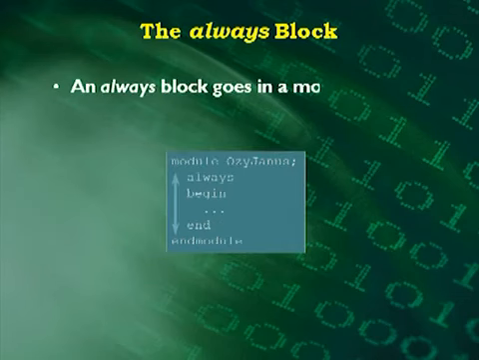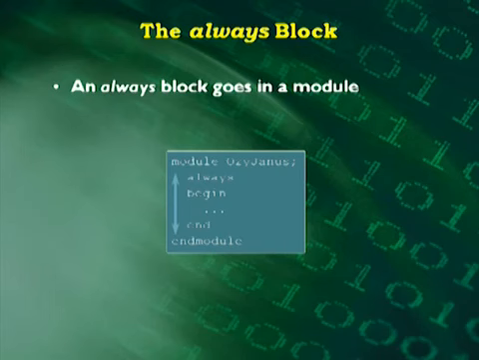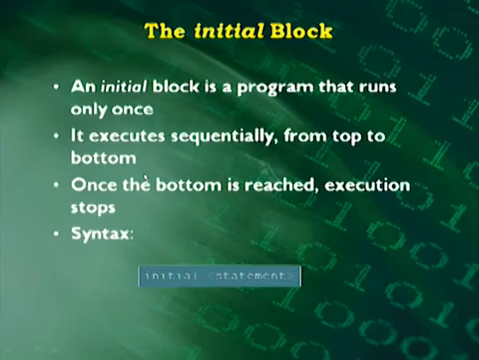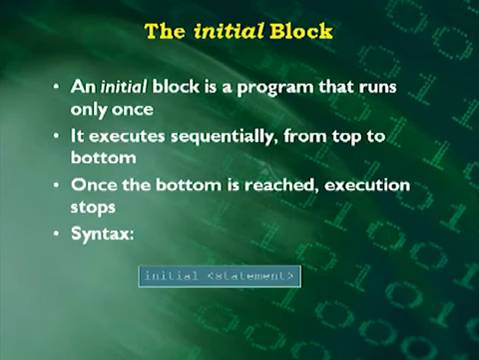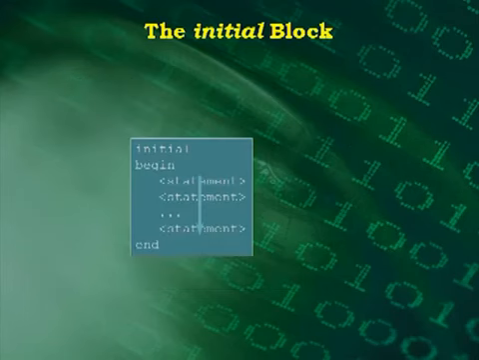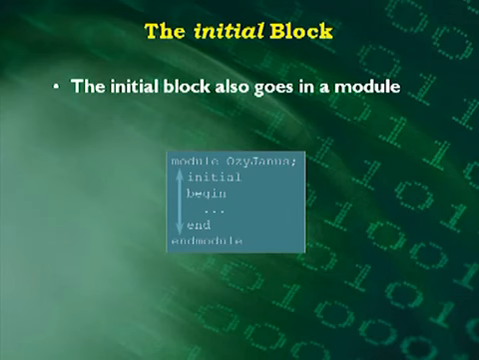And an always block goes inside a module. That's where you're going to place it. You have to place it inside a module. So here's an example. Okay, now another block is called an initial block. And it's similar, but it's a program that runs only once. And it executes sequentially from top to bottom. And once the bottom is reached, it's done. That's it. And we'll learn whether that's useful. And too, it can have a compound statement with a begin end. And it too goes in a module.